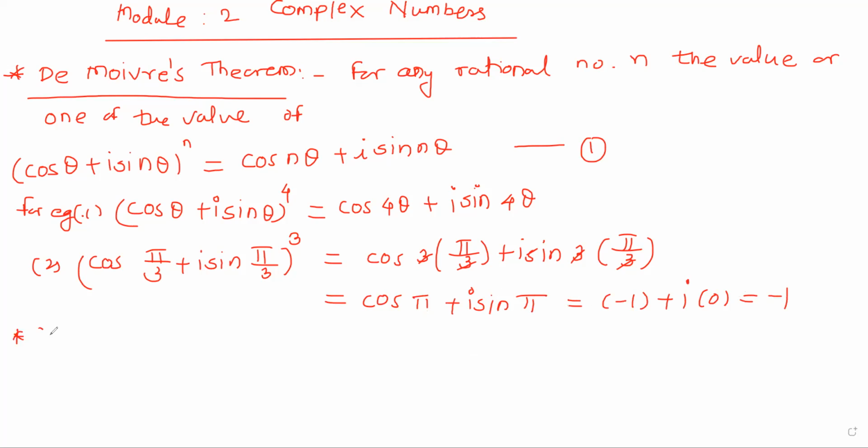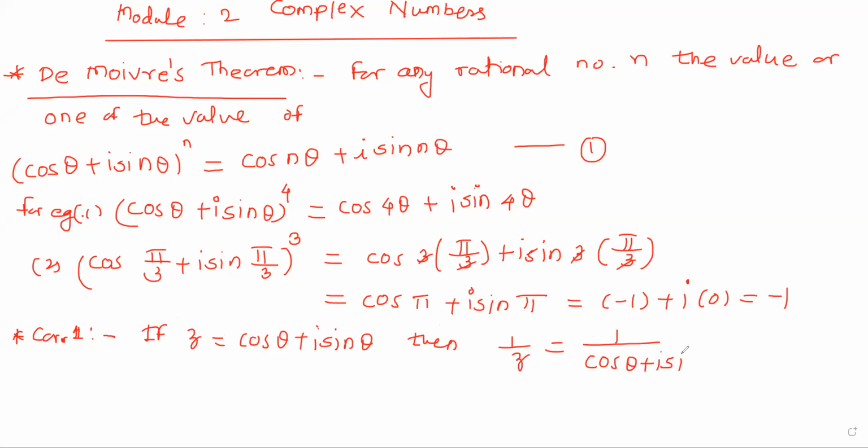There is one corollary based on this. Corollary 1 says that if z is equal to cos theta plus i sine theta, then 1 upon z is nothing but 1 upon cos theta plus i sine theta. But a complex number in the denominator is not a standard form. So we have to simplify this and multiply numerator and denominator by cos theta minus i sine theta. The denominator becomes cos square theta plus sine square theta, because i square is -1, so minus of -1 becomes plus.